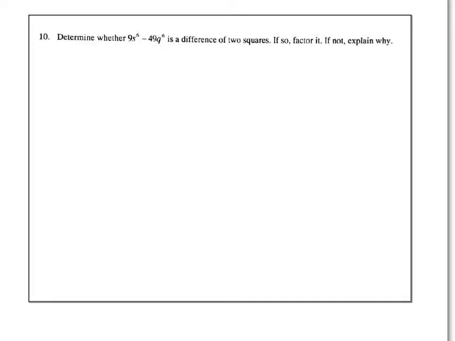To determine whether 9s to the 6 minus 49q to the 6 is a difference of 2 squares, we have to look at our different reasonings. The good thing is it's a binomial. The second thing is we look for whether it's a plus or minus. It's a minus, so that takes care of the difference. And now we need to make sure the first term is a perfect square, and the second term is as well. Well, 9, we've seen that quite a bit. We know that can be broken into 3 and 3.